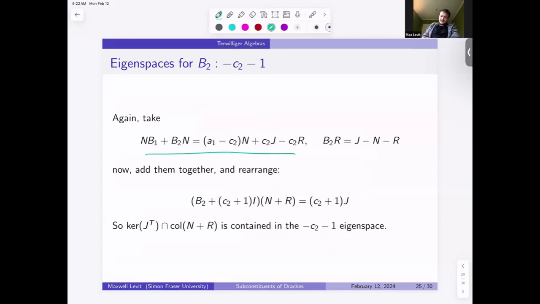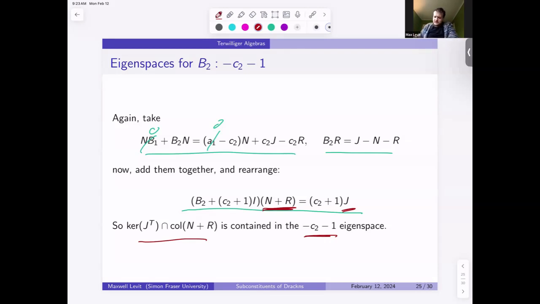We take the same equations again. Again, that's a 0. That's a 0. But now we put them together in a slightly different way, and we get this sort of funny looking equation. What that tells us is that anything which is orthogonal to J and lives in the column space of N plus R, so before we had N minus C2 R, now we have N plus R, will be in the negative C2 minus 1 eigenspace. So again, we're getting more and more of the eigenvectors out of this. We sort of chop up the eigenspace more and more.